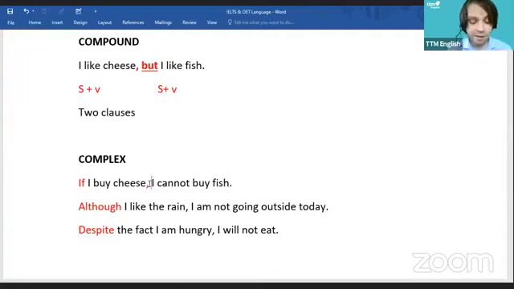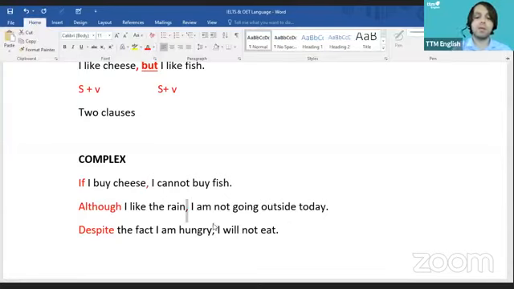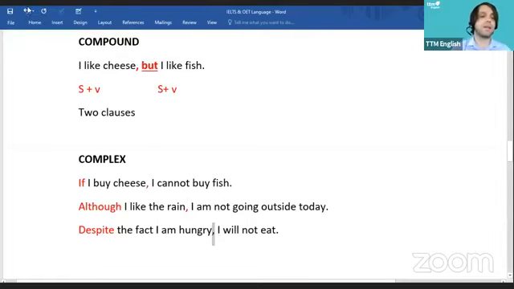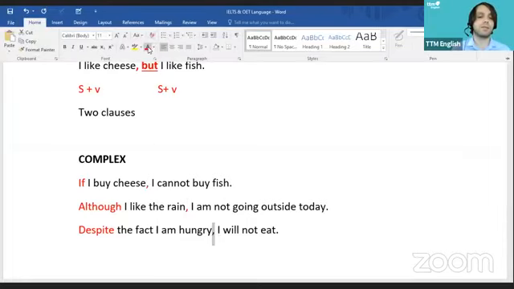In fact, you see this error all the time. I always see that. If I buy cheese, but I cannot buy fish. You see that all the time, right? Or although I like the rain, but I am not going outside. In complex sentences, we don't have the compound word, but we do have the comma. Now let's talk about this thing I said at the start, comma splice.